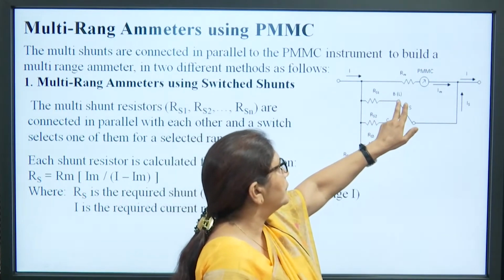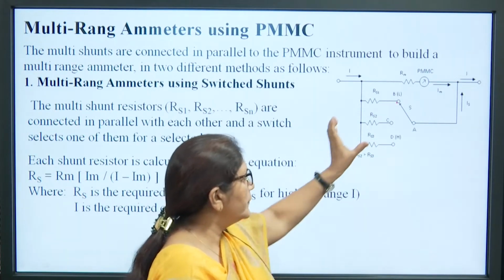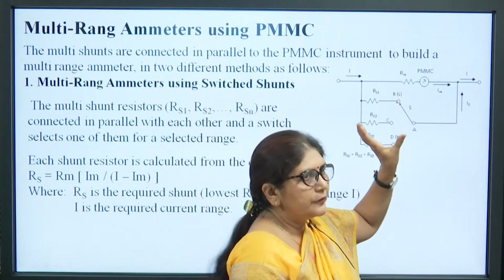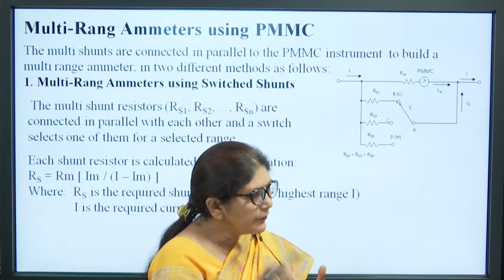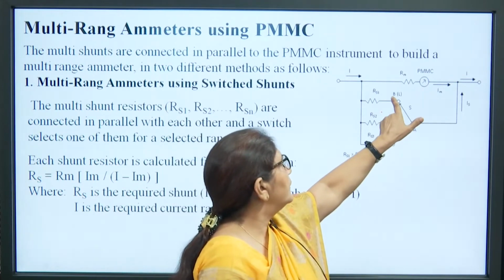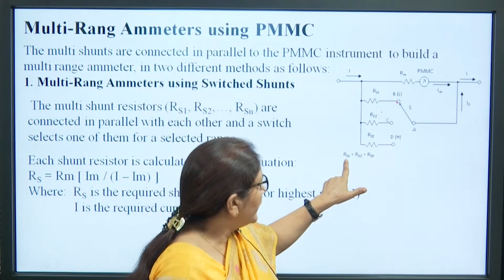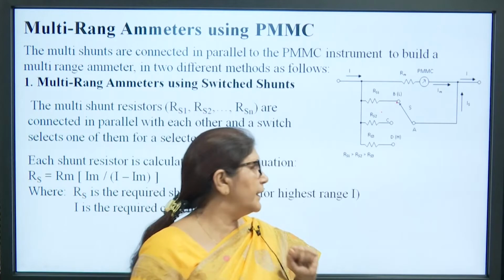So, this is the lowest value, meaning if RS1 is higher, the voltage across this resistance is the same as the voltage across this resistance. So, if the voltage is the same and we want to measure a higher value of current, we should keep the resistance low. Here the low value of current is measured, so the value of resistance is high. So, here RS1 is greater than RS2 is greater than RS3.